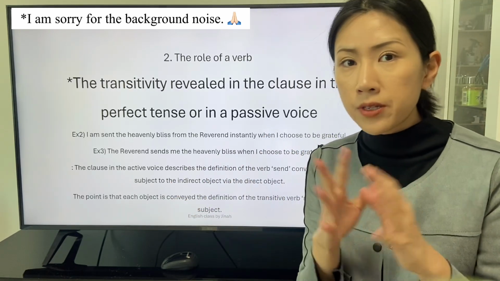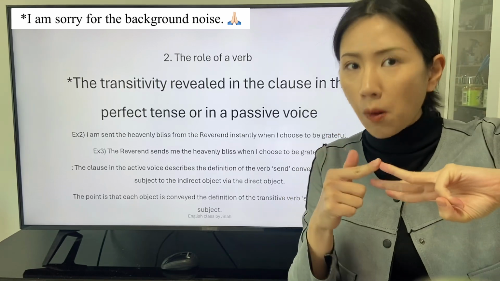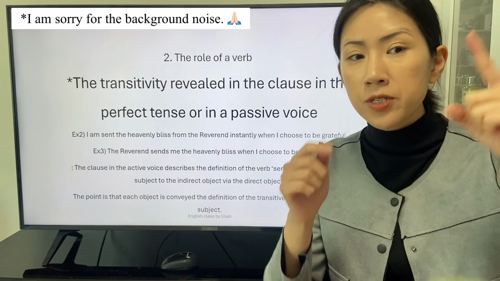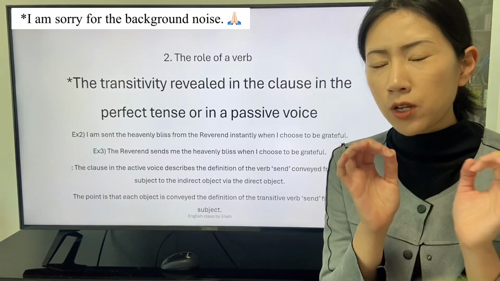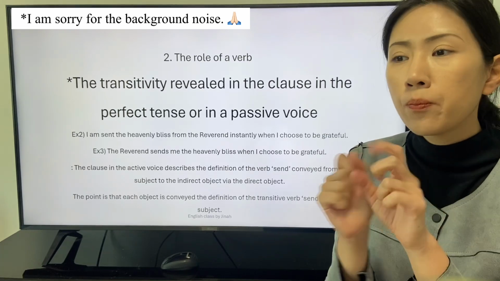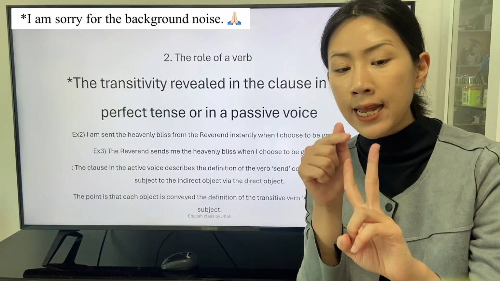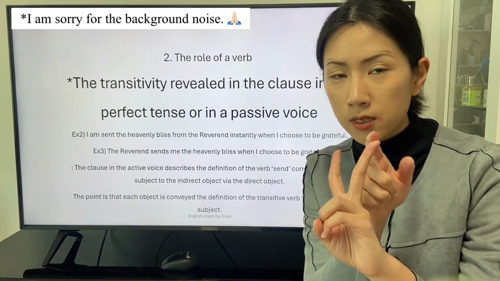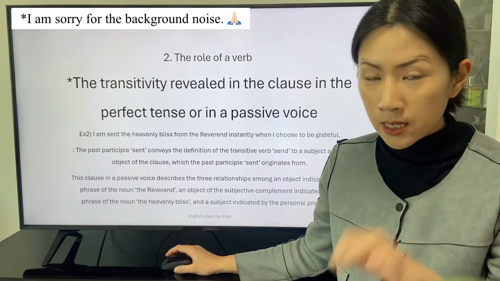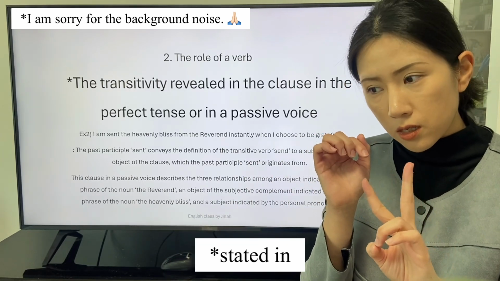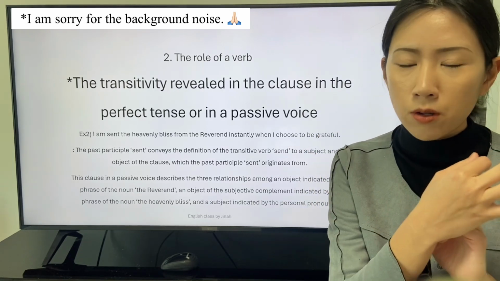So we can figure out 3 subject and 2 objects. The subject gives the definition of the transitive verb send to the direct object firstly, and then the indirect object lastly. The exemplary clause number 2 is the point of view in the indirect object.